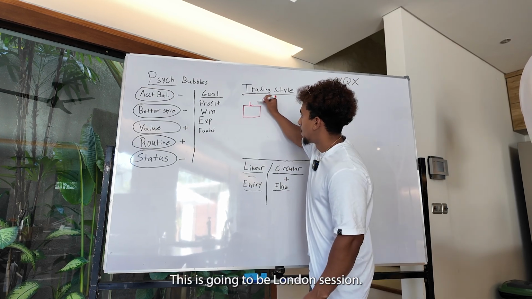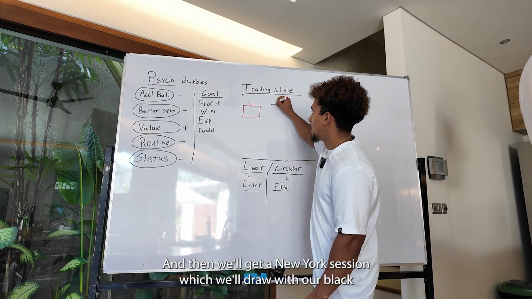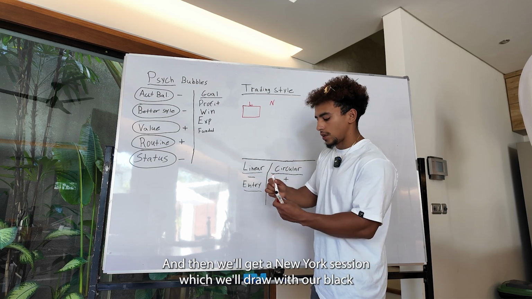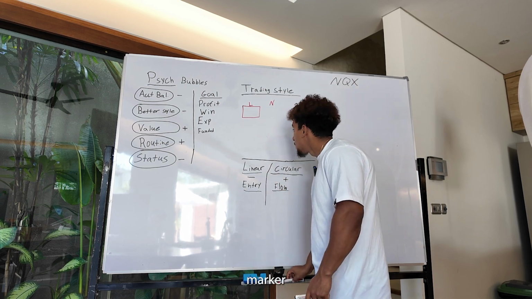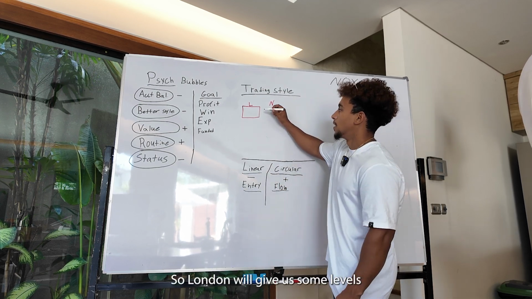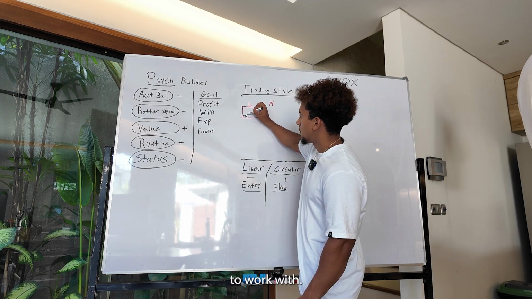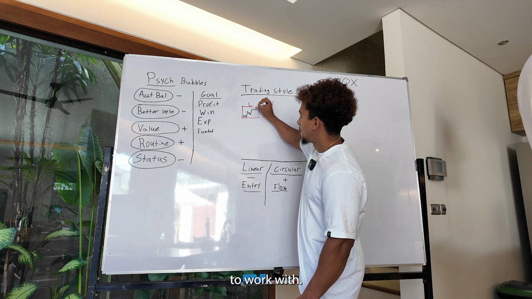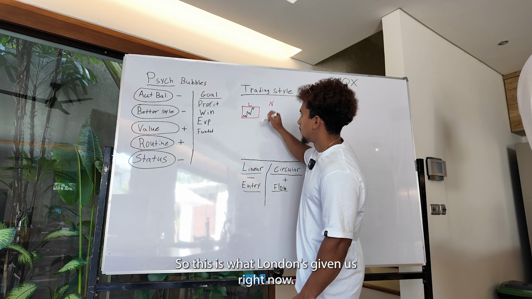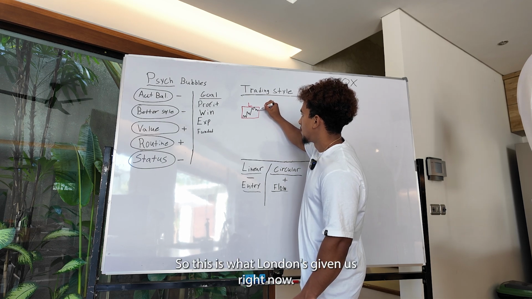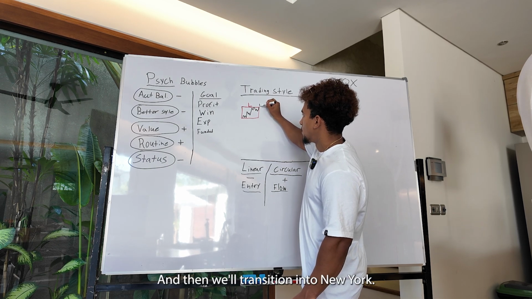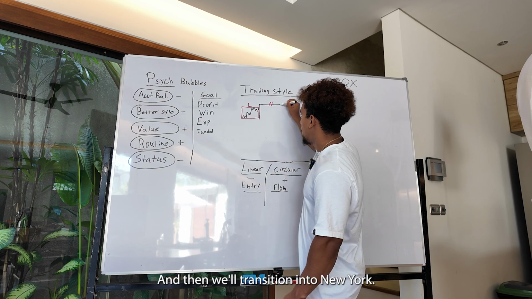There's going to be a London session, and then we'll get a New York session, which we'll draw with our black pen marker. All right, so London will give us some levels to work with. All right, so this is what London's given us right now. And then we'll transition into New York.